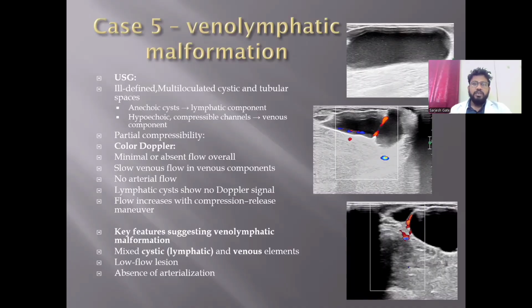Case 5, venolymphatic malformation. On ultrasound, there are ill-defined multiloculated cystic tubular spaces: anechoic cysts, which are lymphatic components, and compressible channels, which are venous components. On color Doppler, there is minimal or absent flow. There is no arterial flow. Lymphatic cysts show no Doppler signal, and flow increases with the compression maneuver. The key feature which suggests venolymphatic malformation is mixed cystic and venous elements. It is a low flow lesion, and there is no arterialization.